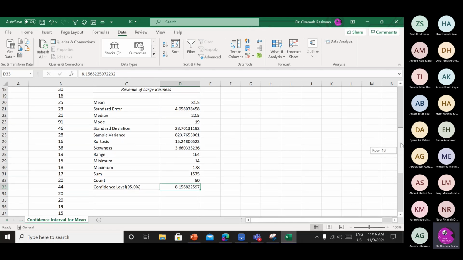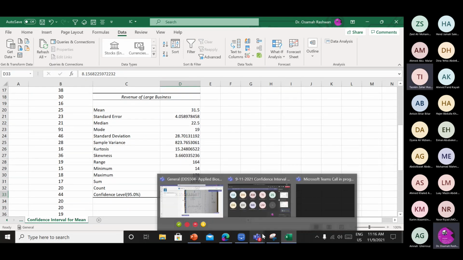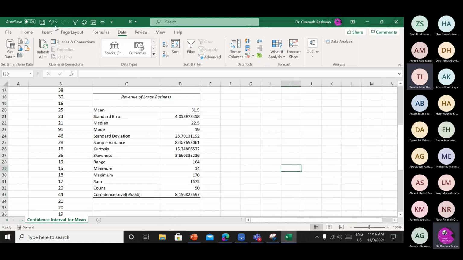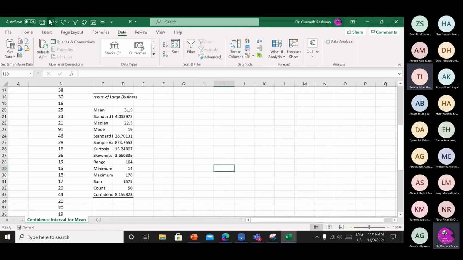Doctor, sorry, I'm really sorry, but can you repeat again from the Excel part because it wasn't loaded from Windows? Okay, no problem. I will do it again.